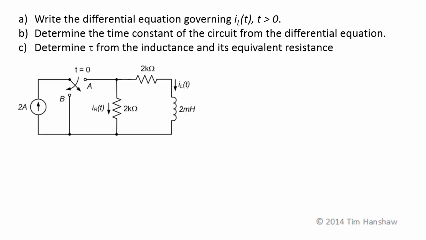We have this circuit with an inductor in it. There's a 2 amp current source providing power to the circuit for t less than 0. So for t less than 0, this switch is in this position. Current goes through here, charges the inductor.